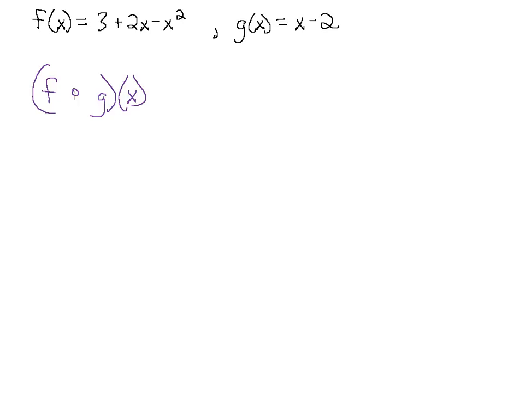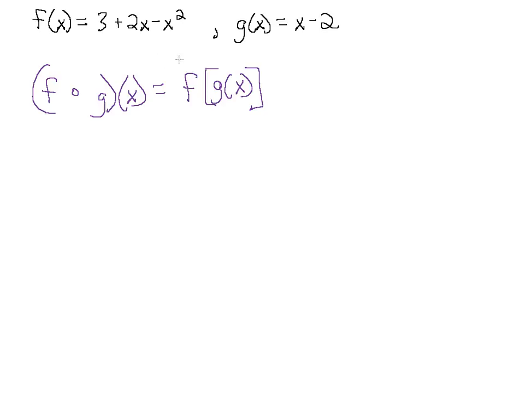This is f of g of x. That's just how it's read. We have f of g of x, and what we're simply doing is we're plugging in the function g of x, the second function, into the first one. So we can also write this as f of g of x. All that means is we have a function inside a function.